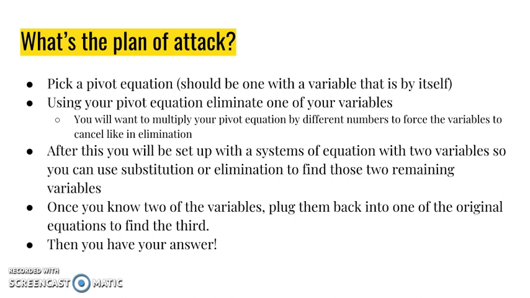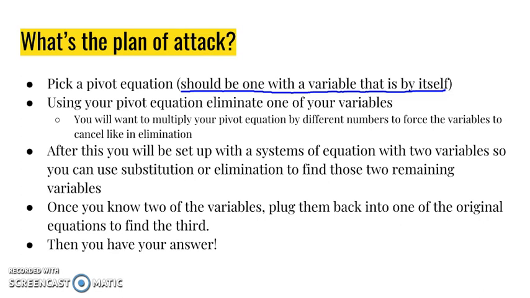So, first thing we're going to do is we're going to pick a pivot equation. Okay, and this is important. Your pivot equation should be one with a variable that's by itself. Meaning that I have just an x, or I have just a y, or I have just a z. And then I'm going to use that pivot equation. I'm going to multiply that pivot equation twice, probably by two different numbers. Okay, and I'm going to multiply that so that I eliminate one of the variables. I'm either going to try and eliminate my z's or my x's or my y's.